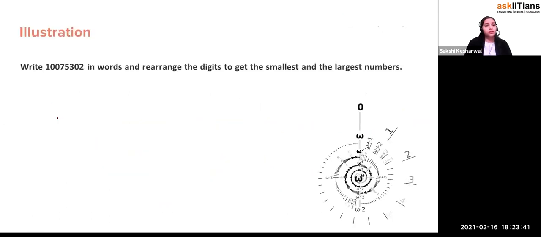Now what the question says is: write this in words, and arrange the digits to get the smallest and the largest. Words we will do later on. Why was this question put, to get the smallest and the largest? Rearrange. How many digits are there, beta?